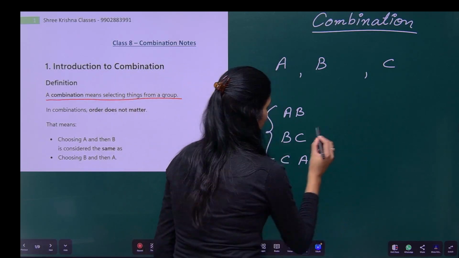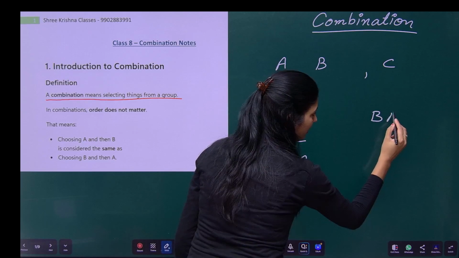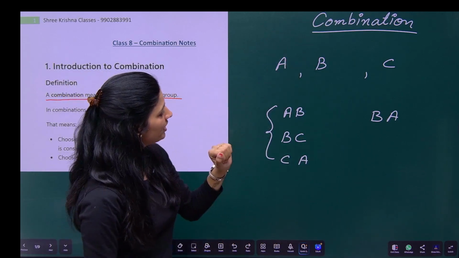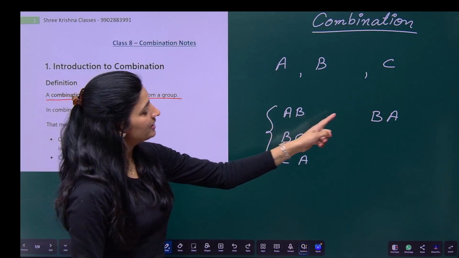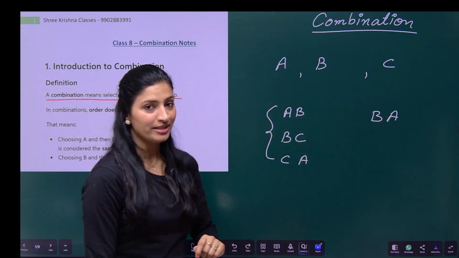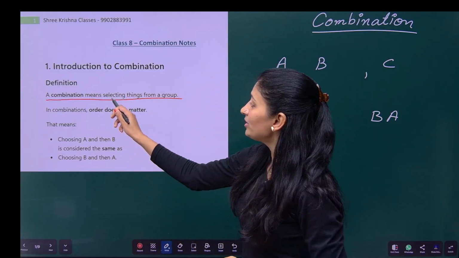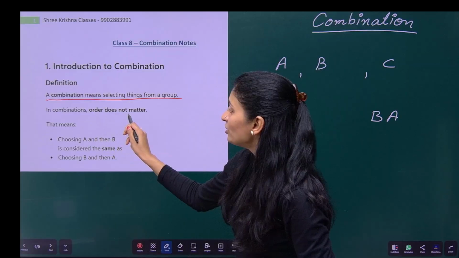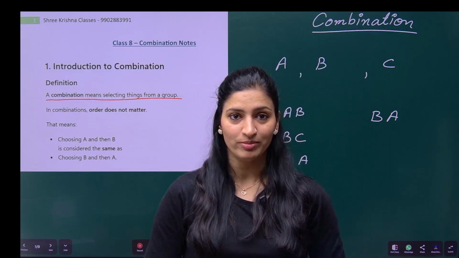Now in this, whether I select AB or I select BA, it means the same. So in case of combination, basically the order does not matter. AB is same as BA, right? So 2 important things in combination. First, it is about selecting things, and the second thing is order does not matter. So these are the 2 important things that you have to keep in your mind.